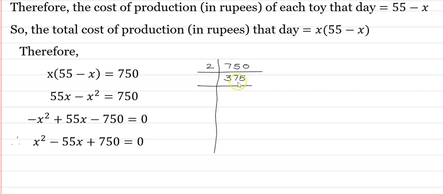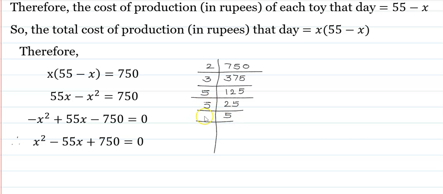Now the sum of the digits is 15, therefore we can divide it by 3. Okay, 3 ones are 3, 3 twos are 6 and 3 fives are 15. Again here we cannot divide by 3, we will divide here by 5. Okay, and here we have 25.